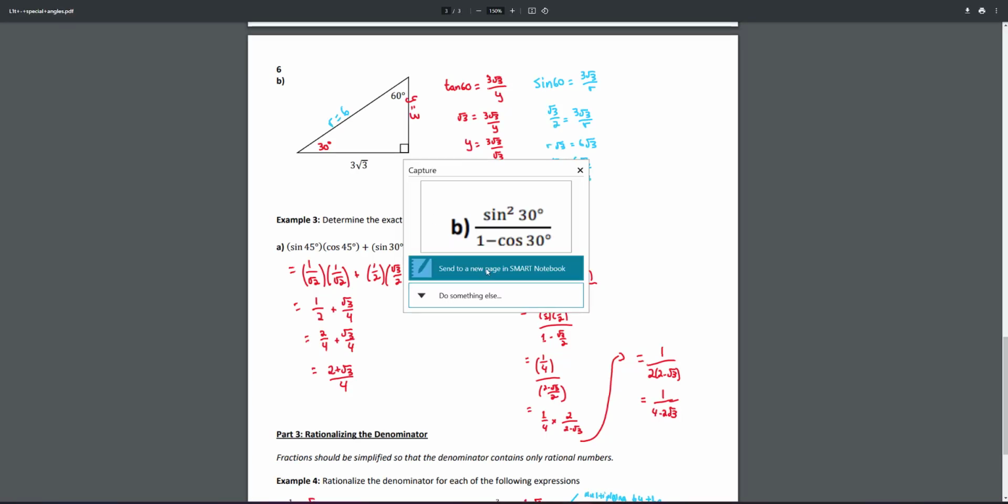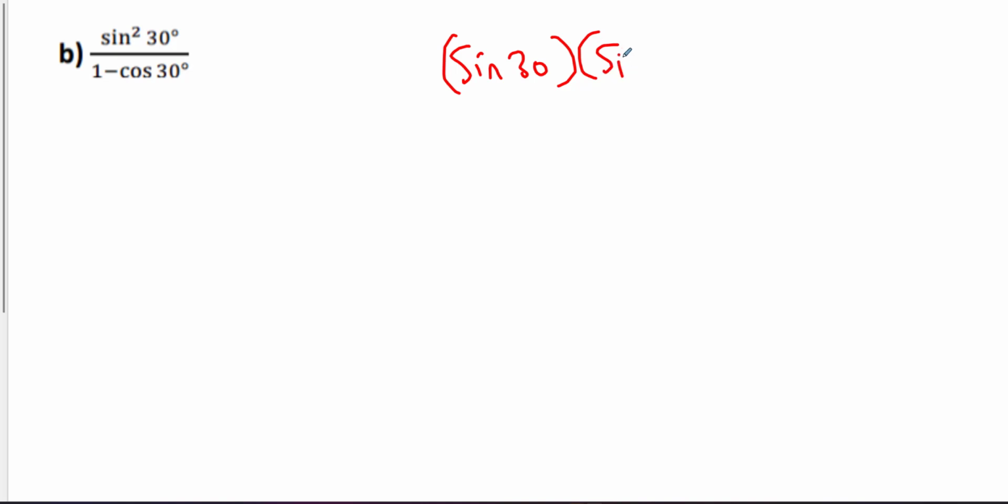One more example before I move on. Okay. Same thing here. We have sine squared 30. Now, don't be confused with that square. Sine squared 30 is the same thing as sine 30 times sine 30. Don't be scared of that. Then 1 minus cos 30. And they're asking for the exact value.